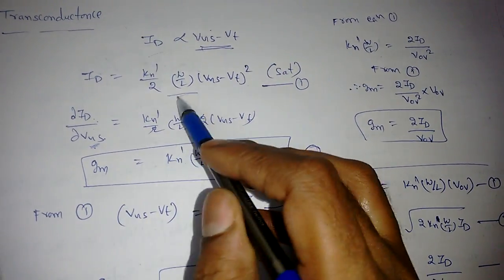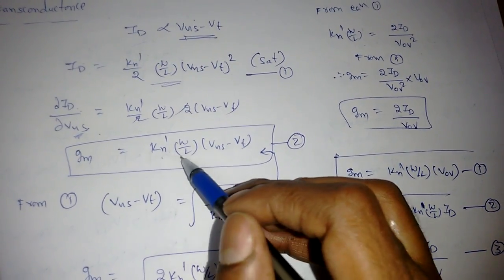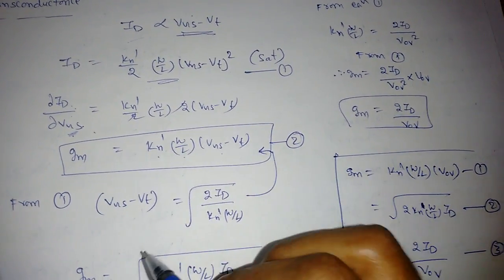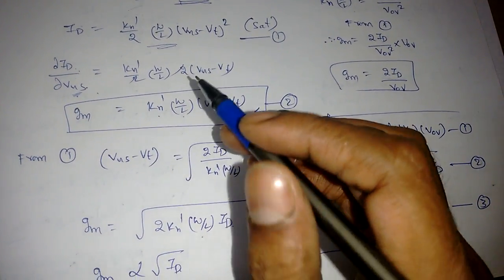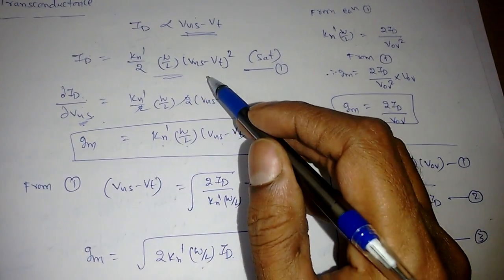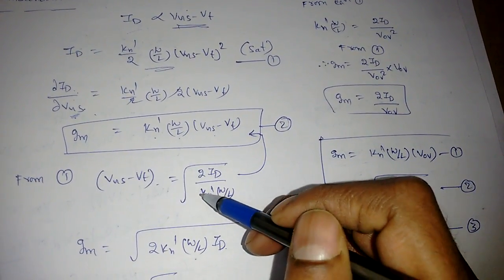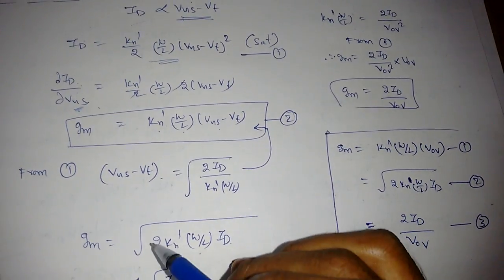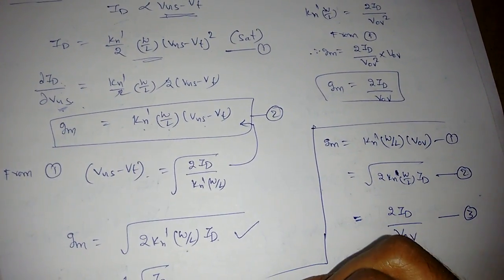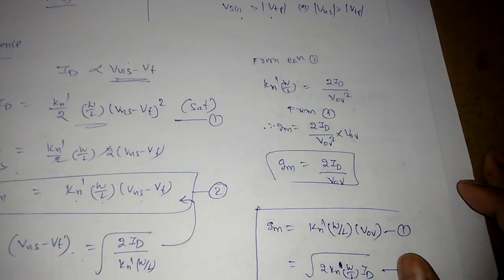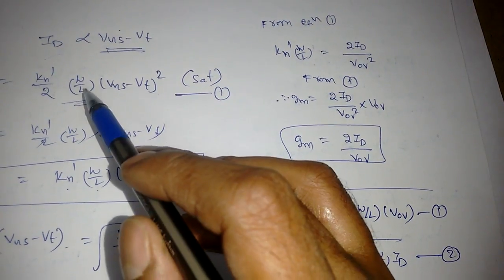Now if I differentiate this equation with respect to VGS, I will get GM equals Kn' into W by L into VGS minus VT. This is one expression, so we will have 2-3 expressions for this one. If I use this expression and find VGS minus VT, that is square root of 2 ID by Kn' W by L. Now if I replace this VGS minus VT here, I will get square root of 2 Kn' W by L into ID.